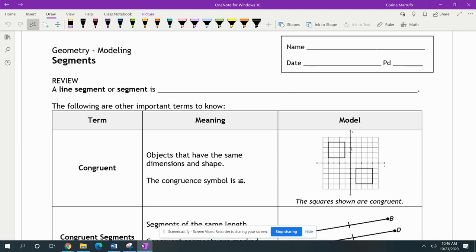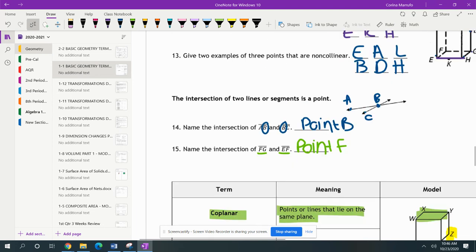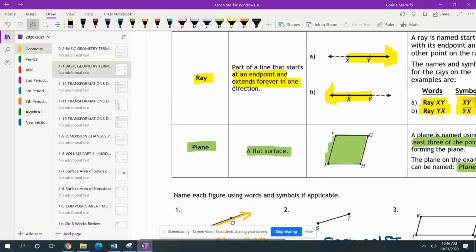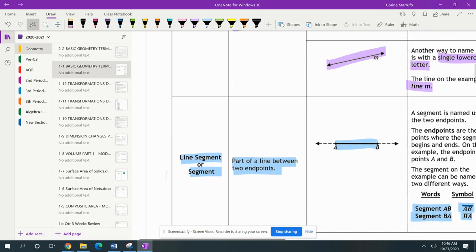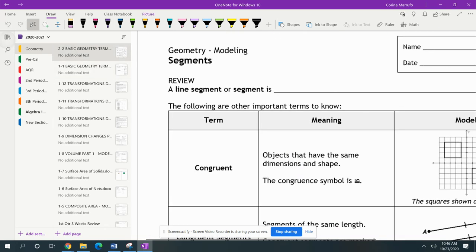So what we're going to go into for today is line segments, or a segment. So a line segment or a segment is, so I'm going to go ahead and go back. And so our definition that we had from yesterday is it's part of a line between two endpoints. So let's go ahead and go back.